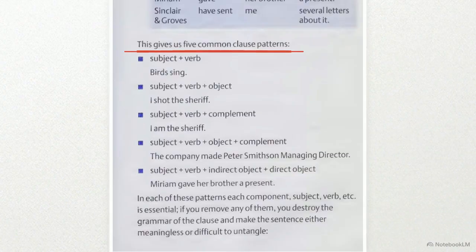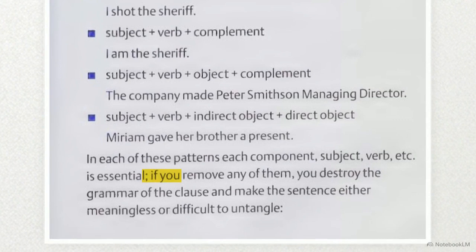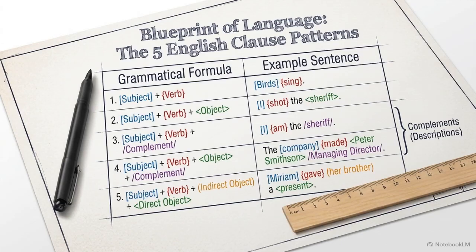These 5 patterns represent the standard ways English clauses are organized, ranging from the two-part core to more complex 4-part arrangements. Because each component in these patterns is essential to the structure, removing one can make a sentence meaningless or very difficult to untangle. When viewed together, you can see how these structures scale. They start with the actor and the action, then add objects to receive the action or complements to provide description. You may want to save this summary of the 5 patterns for your own reference when reviewing your writing.